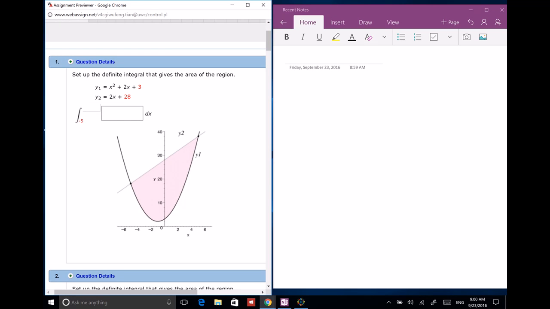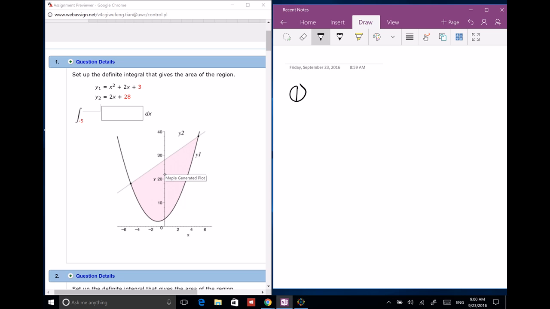Okay, so the first question: set up the definite integral that gives the area of the region. Basically, you want to find the shaded region, and then we're going to use the area formula. The area formula is the integral from a to b of f(x) minus g(x) dx. For this one, we can tell which one is f. The f(x) is bigger than g(x), then f is the top one, so top minus bottom.